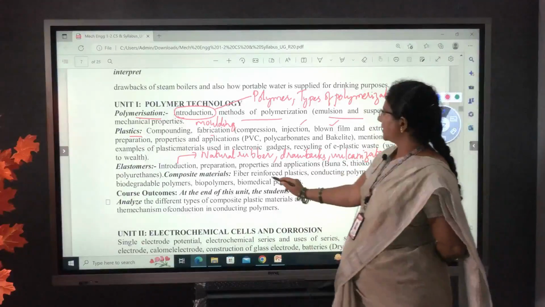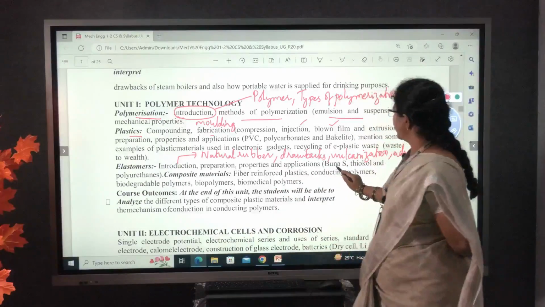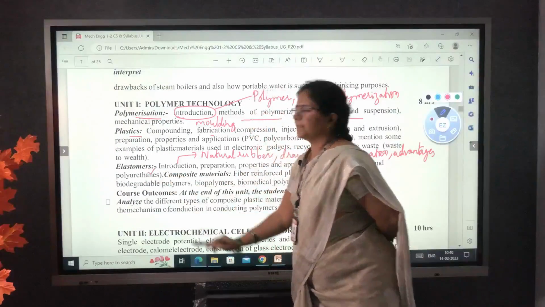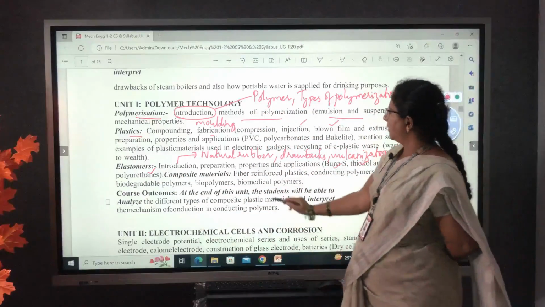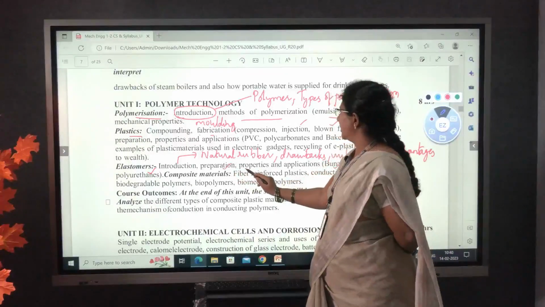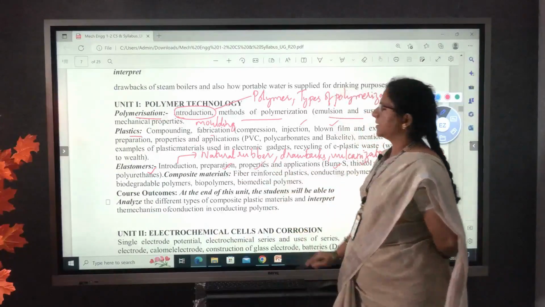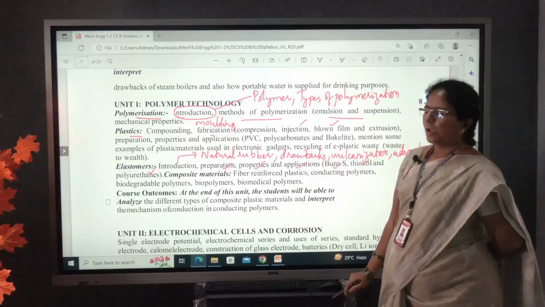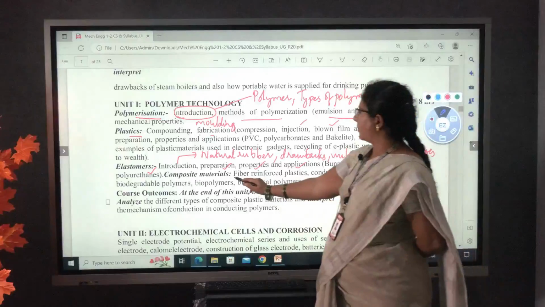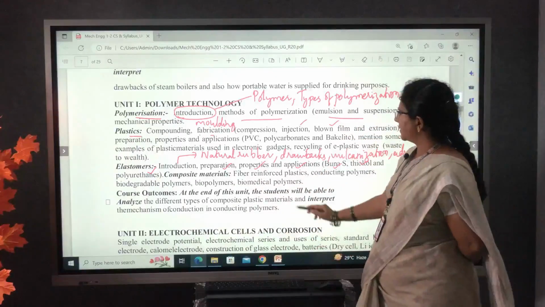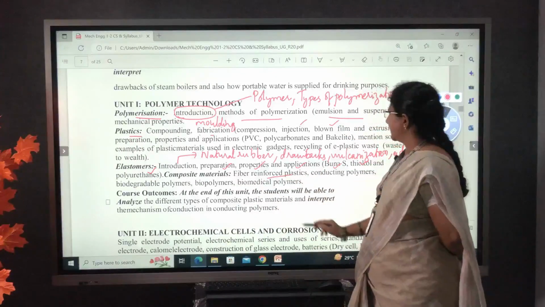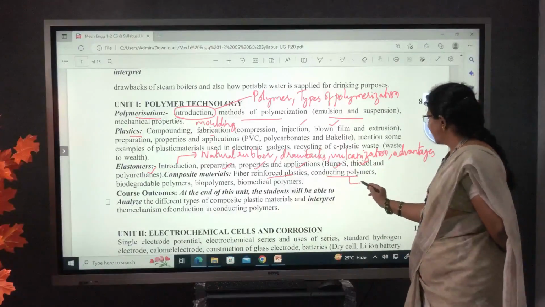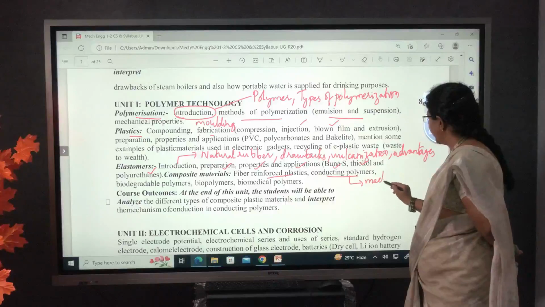Next we will discuss the synthetic rubbers. Synthetic rubbers means Buna, Thiokol and polyurethanes. These are called synthetic rubbers. Here we will discuss the preparation of synthetic rubbers, properties of these 3 synthetic rubbers and applications of these 3 synthetic rubbers. And the 4th part of this unit is composite materials. Here we will be discussing fiber reinforced plastics and conducting polymers. In conducting polymers, we will discuss the mechanism of conduction in detail.